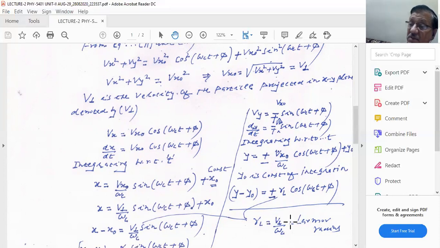Similarly, the cyclotron frequency is qB divided by m.